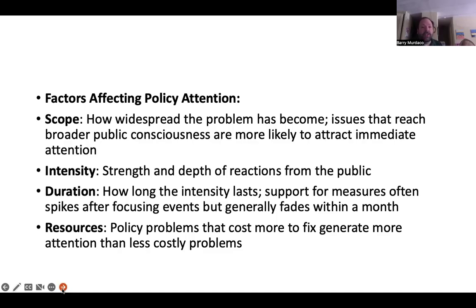Factors affecting policy attention: scope, how widespread the problem has become, since issues that reach broader public consciousness are more likely to attract immediate attention; intensity, the strength and depth of reactions from the public; duration, how long the intensity lasts, since support for measures often spikes after a focusing event but generally fades within a month. And then resources: policy problems that cost more to fix generate more attention than less costly problems.